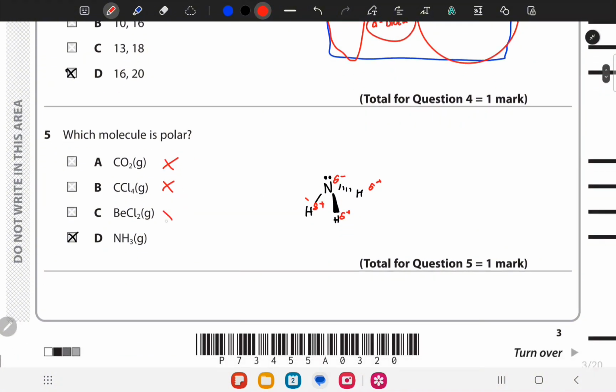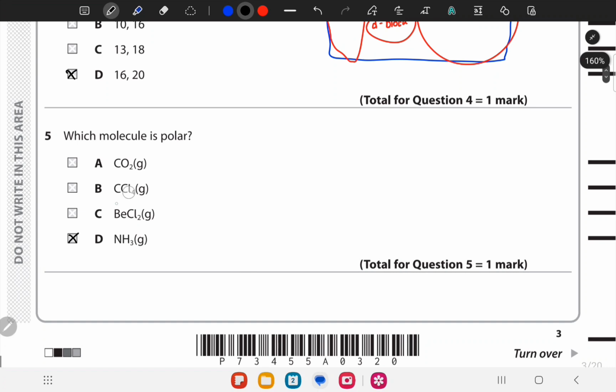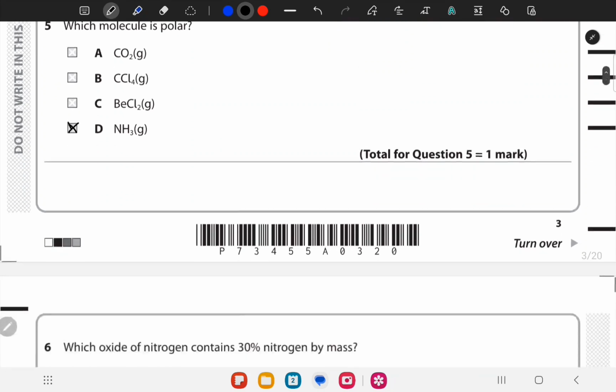In case of questions like this, you'll need to see where we have a lone pair or where we have asymmetric compounds. Like if this was CCl3H, this would be polar because the CH bond has a different dipole moment than the CCl bond, so they wouldn't cancel each other out.